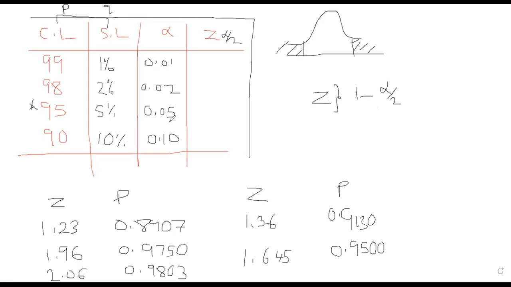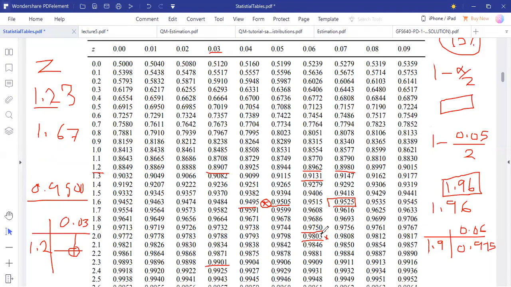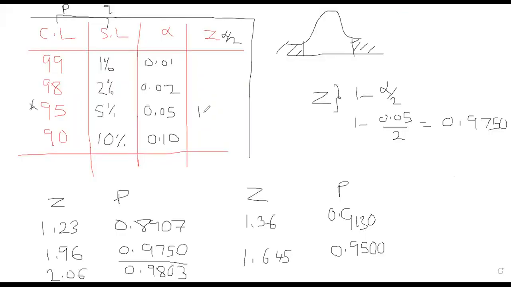So what is the alpha for 95? It is 0.05. We divide by 2. What we're going to get is 0.975. So when you check this inside the table, we've already learned how to read this. We will find it at 1.96. So meaning the Z at 95% would be 1.96.